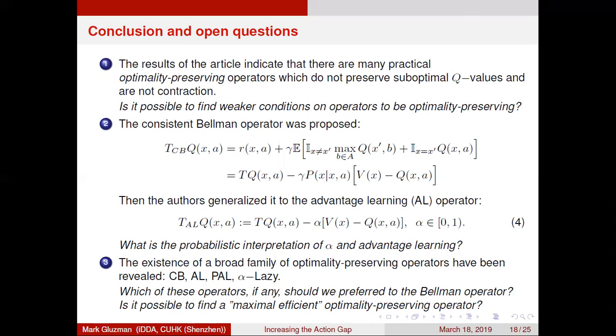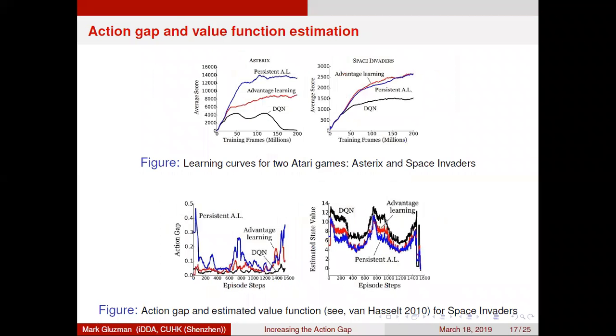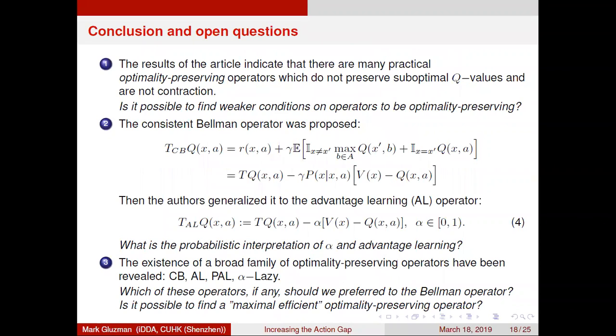So the conclusion is that in the article, multiple broad families of optimality-preserving and gap-increasing operators were proposed: consistent Bellman, advantage learning, persistent advantage learning, alpha lazy operators. So the general question is which of these operators, if any, should be preferred to the Bellman operator? This raises the question: why should we choose the advantage learning operator, not the Bellman operator, for a specific problem? And a more general question is, is it possible to find a maximum efficiency, the best in some sense, and define this sense, optimality-preserving operator for a specific problem? So these are the conclusion and open questions.